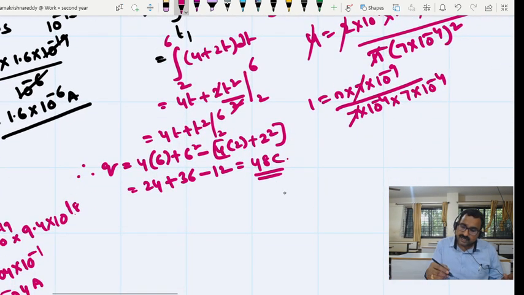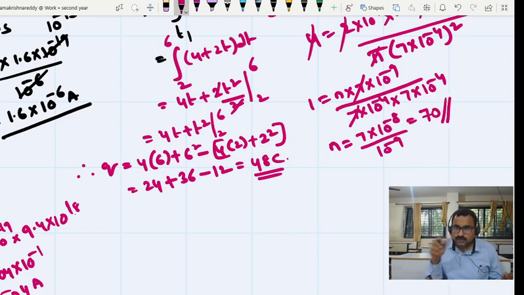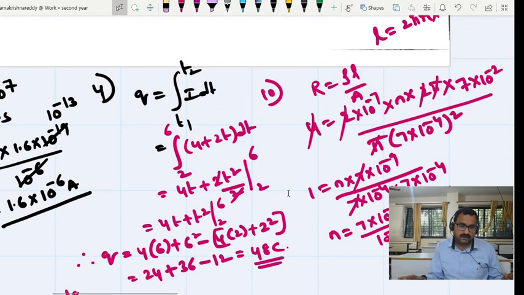So 1 7 will be cancelled. Therefore n is equal to 7 into 10 power minus 8 divided by 10 power minus 9. That is 70 V watt. N is equal to 70 V watt.